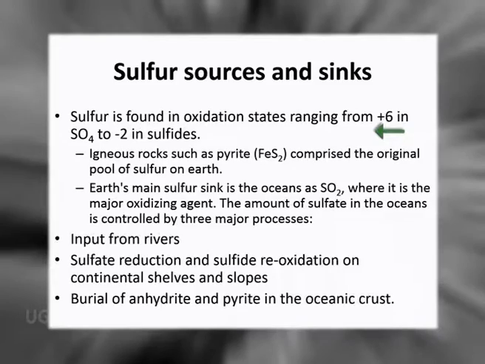So let us talk about the different sources or sinks of sulfur. Now sulfur is found in different oxidation states. It is from +6 to -2. So it is a huge range.